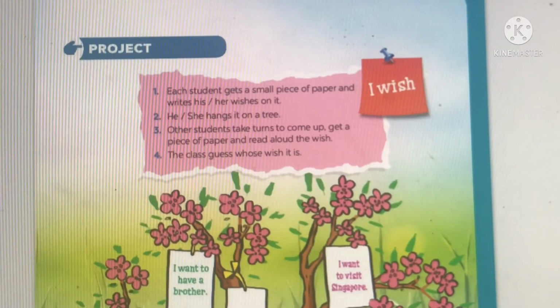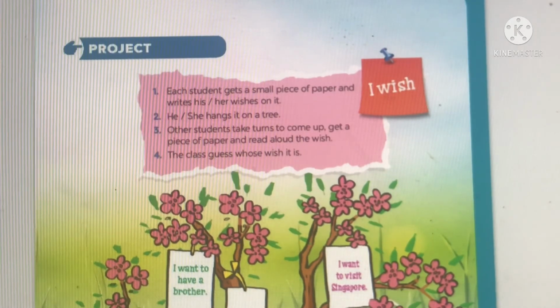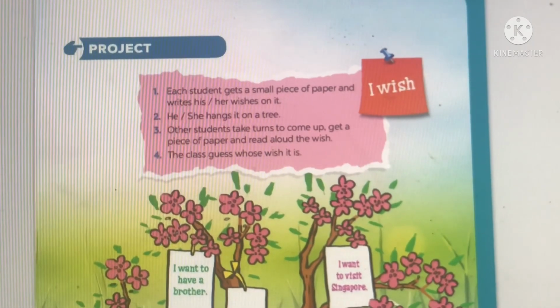Now, let's come to the project. Each student gets a small piece of paper and writes his or her wishes on it. He or she hangs it on a tree and other students take turns to come up, get a piece of paper and read aloud the wish. The class guesses whose wish it is.